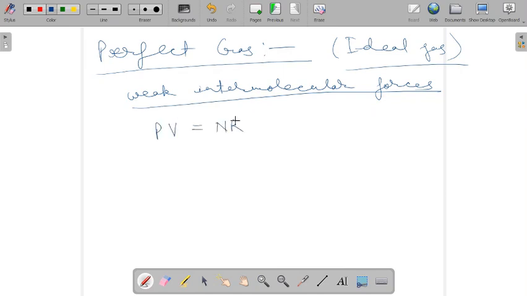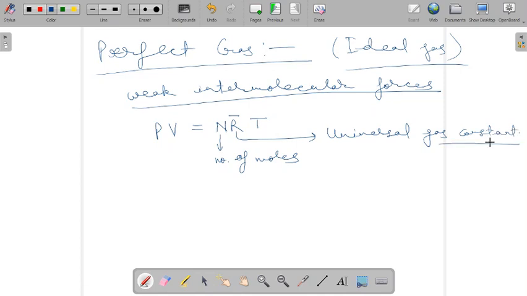PV equal to N R bar T, where P is the pressure of the gas, V is the volume of the gas, T is its temperature, N is the number of moles of the gas. What is R bar? R bar is known as the universal gas constant. So all of you please revisit your concepts of thermodynamics. Universal gas constant.